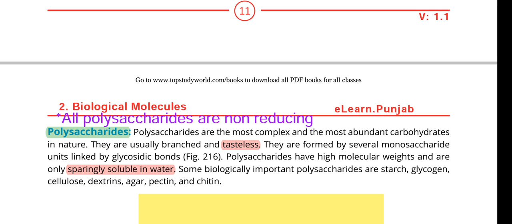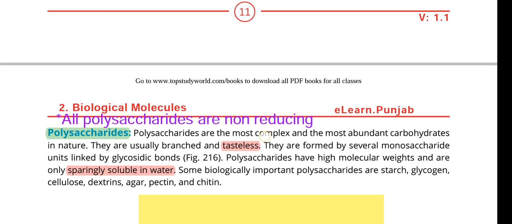Let's start with the basic features. Actually, polysaccharides are tasteless, and they are not soluble in water, only sparingly soluble in hot water, and they are not soluble in cold water. Let's start with the reading.